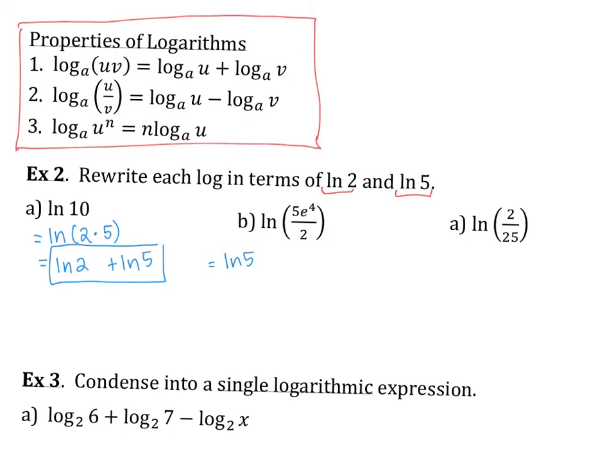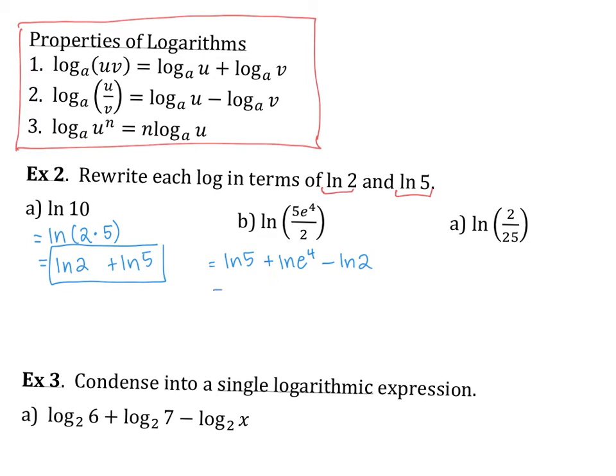Okay, and then I have the times e to the fourth, so I'm adding ln e to the 4th. And since the 2 is at the denominator, if I want to separate this out, this is subtracting ln 2. Okay, this is looking a lot better. I see that I have an ln 5 here. I see I have an ln 2 here, which are both good. This ln e to the 4th, I'm not allowed to have that in my answer based on the directions.